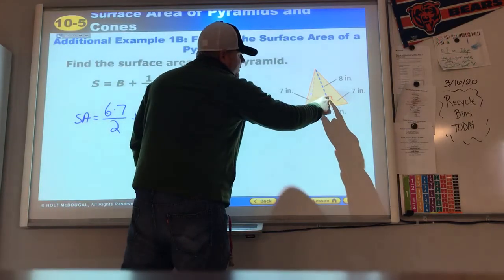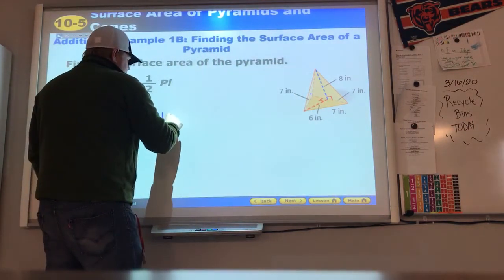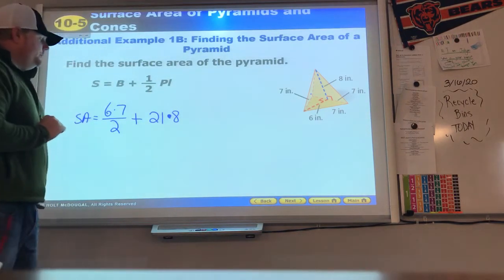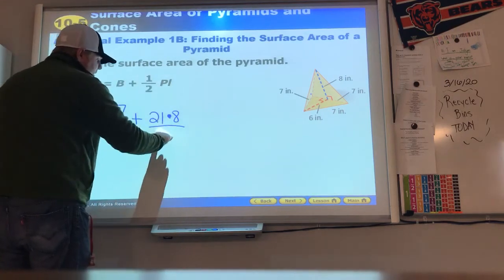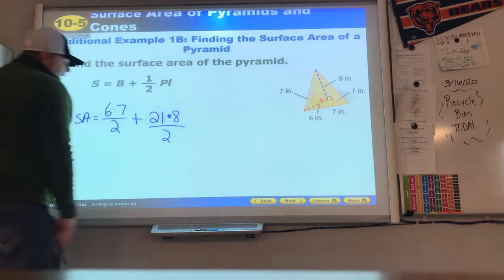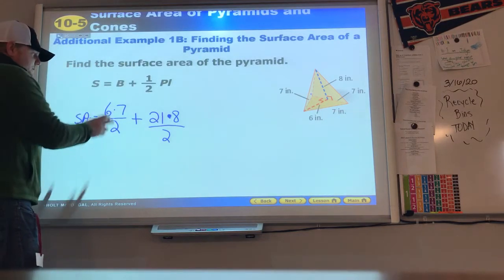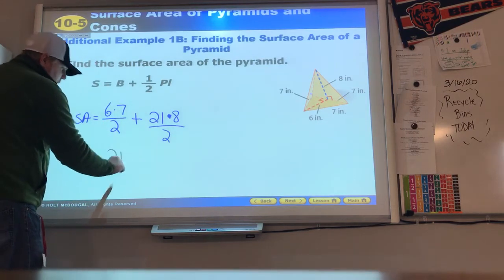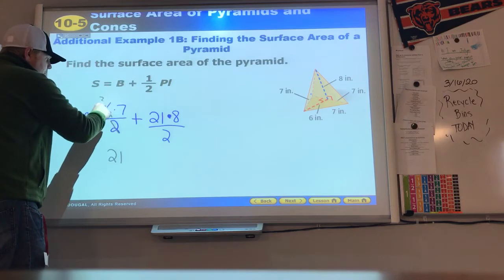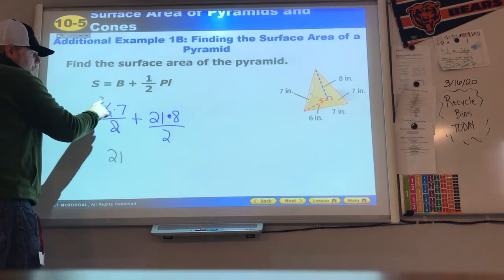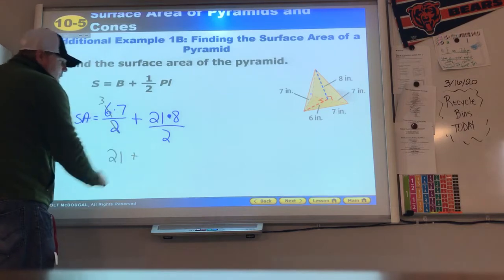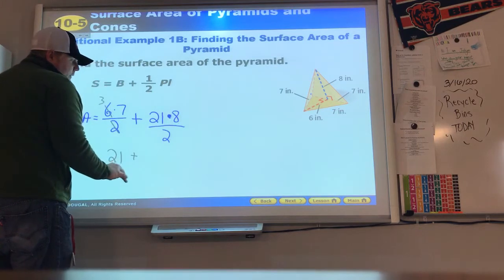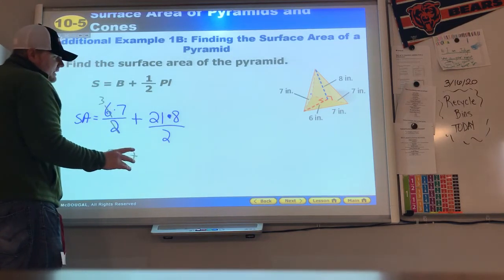My slant height from the middle of the back to the top is 8. So slant height, L, times perimeter, P, 21. And then I divide all that, because of this, by 2. All right. I would like to reduce first. You can still take 6 times 7 is 42, divided by 2, and get 21. I prefer to do this. Reduce each divided by 2. 3 times 7 is 21. All right, I can do 21 times 8.